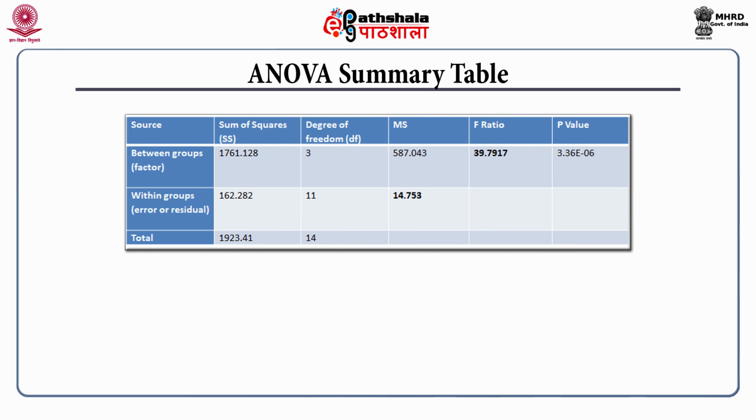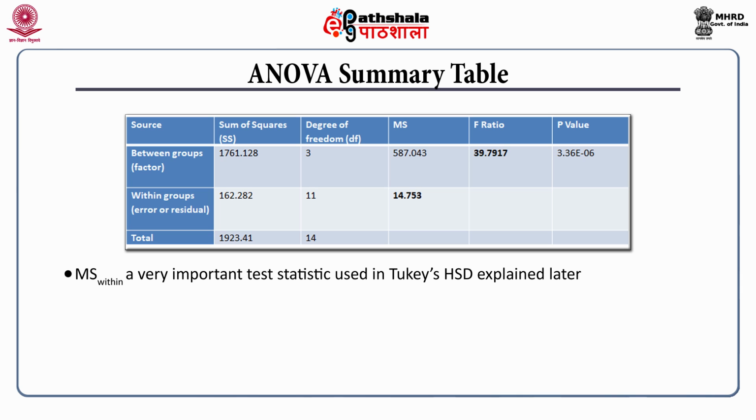So this is all summarized in this particular table, the ANOVA summary table. As you can see here, the first column is the sum of squares between the groups, within the groups, and then the total. The next column is degree of freedom for between the groups, within the groups, and the total. Then mean square, and finally F ratio. As you can see here, the F ratio is 39.79. Also remember that the MS within, the mean square within, is a very important statistic used in Tukey's HSD, explained later.